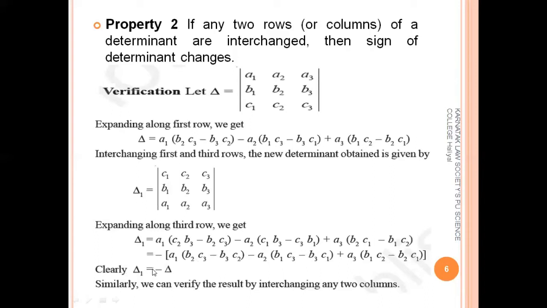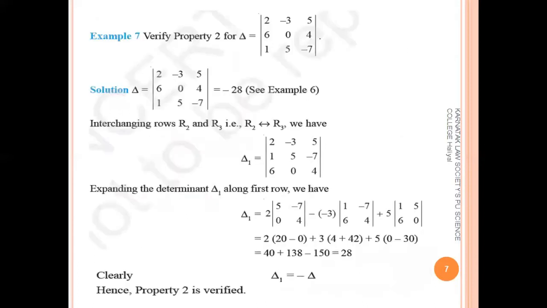What happens here? The sign of the determinant changes if you interchange any two rows or columns. Similarly, we can verify the result by interchanging any two columns also. Again, you will get the change in the sign of the determinant. We will verify this property with the help of an example.